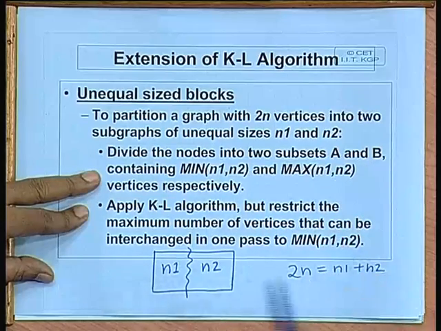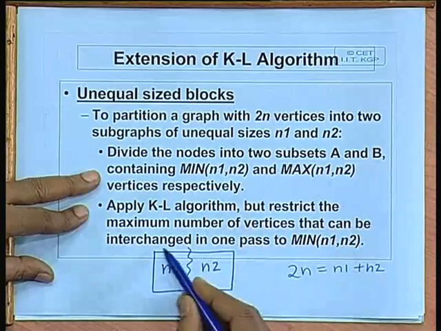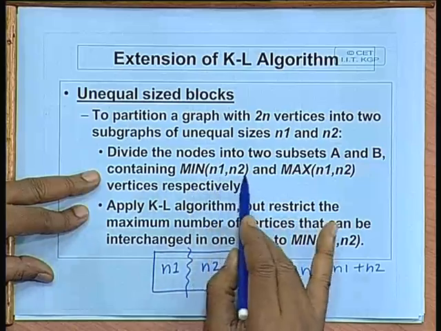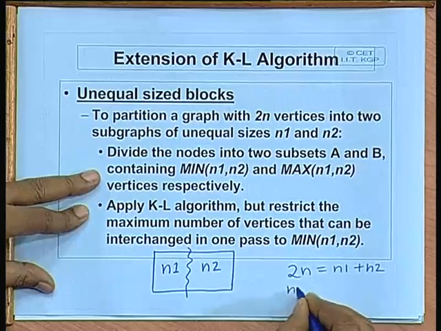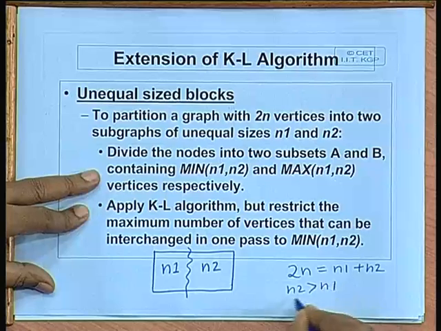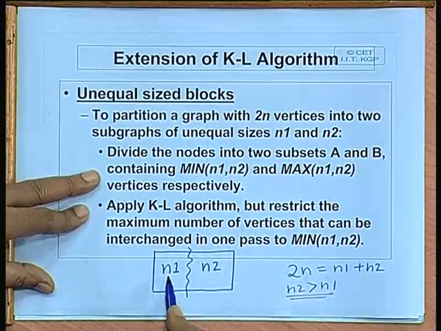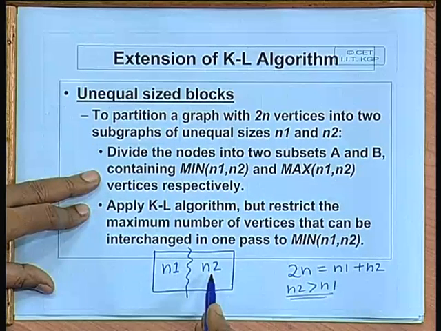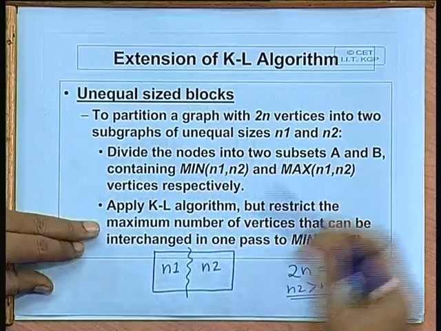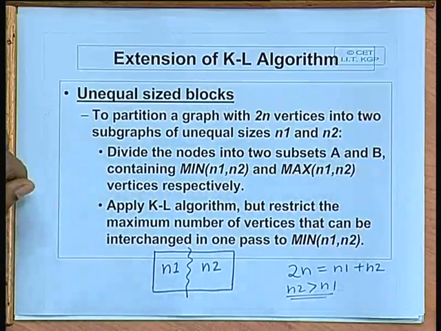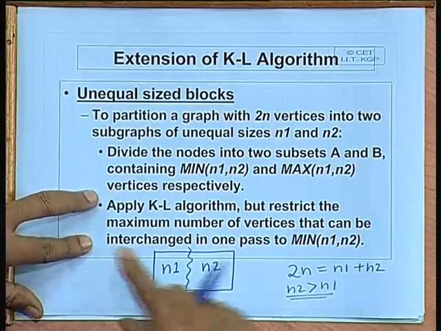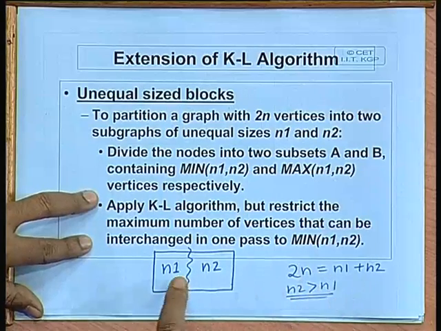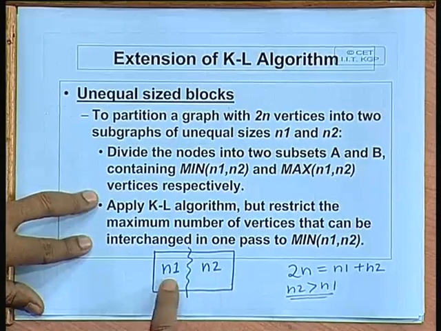Now, depending on which is less and which is more, one of the partitions will contain min(n1, n2) nodes, and the other will contain max(n1, n2) nodes. So, if n2 is greater than n1, the first partition will contain n1 nodes and the second one will contain n2 nodes. Now, the way we apply the Kernighan-Lin algorithm is the same as we did earlier, but at each iteration we will be exchanging only n1 pairs of nodes, assuming n1 is less.